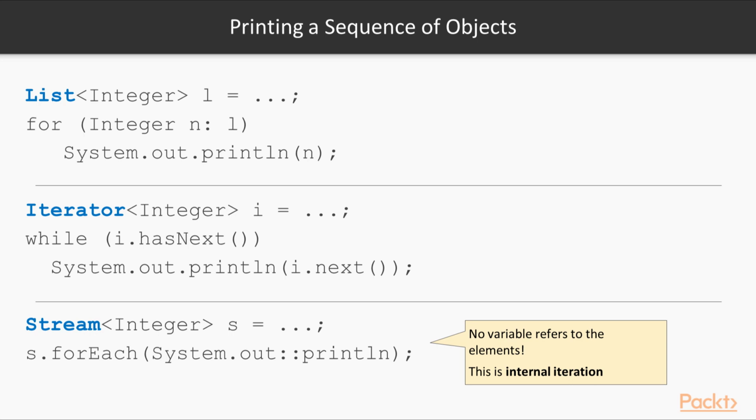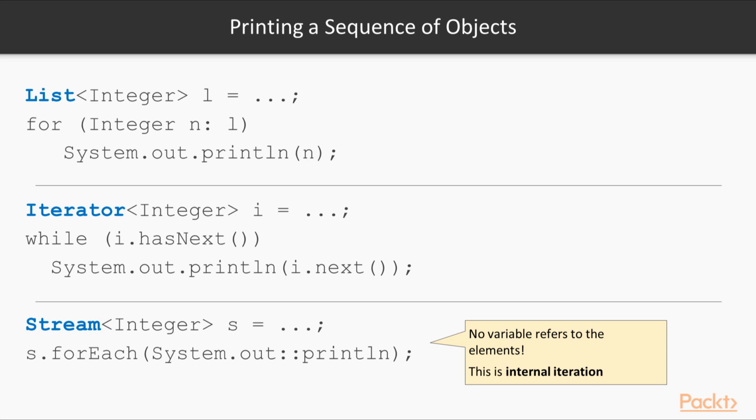It's quite different from the previous two cases in that there is no loop which is visible here. Instead, we call the forEach method of the stream object, and we pass, in this case, you recognize the new syntax of a method reference. So we're passing a reference to the println method of the System.out object.